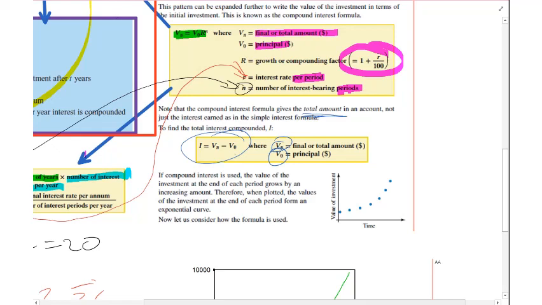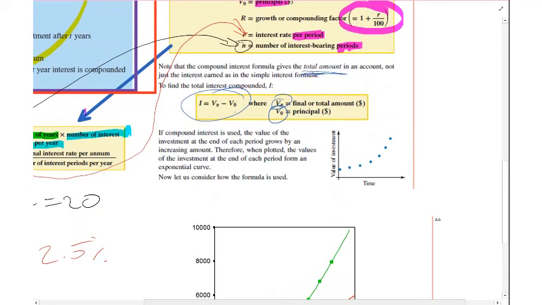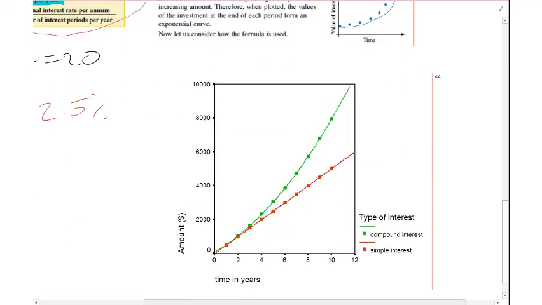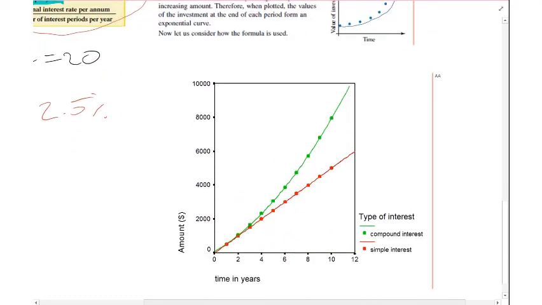If we were to plot this data, we get this lovely little curve that heads up like that. And as you can see, this is a comparison point between the two types of interest, compound and simple.